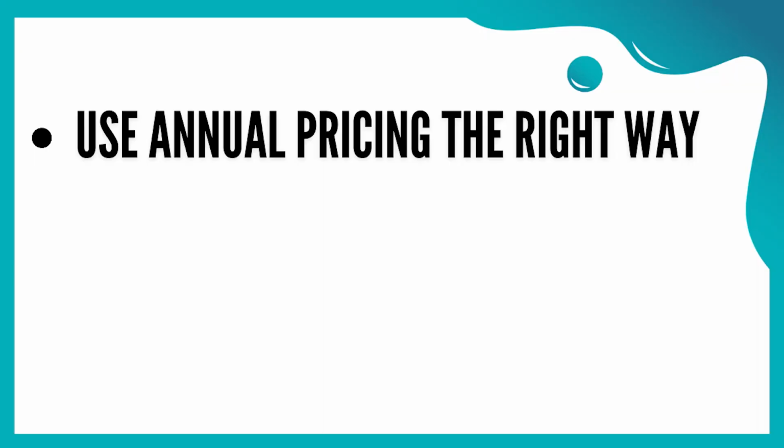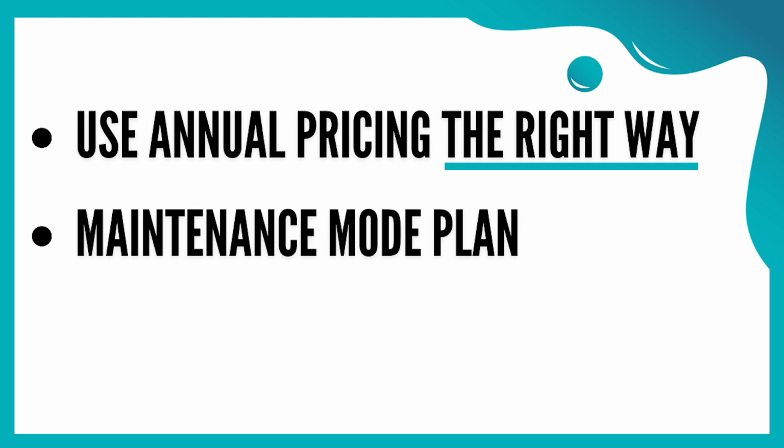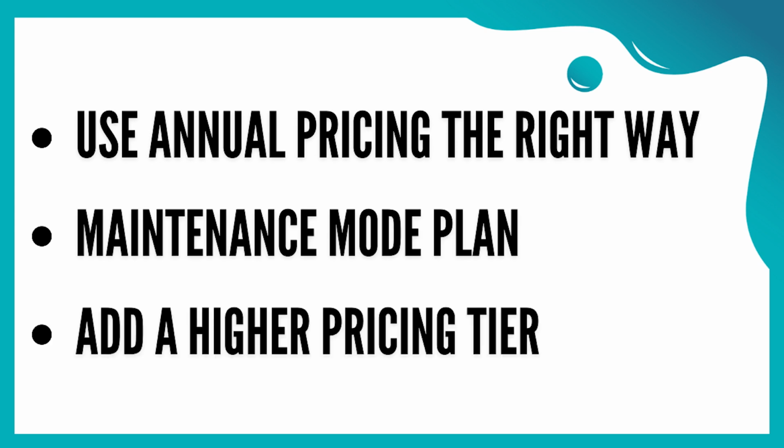So real quick summary here, the 3 pricing tactics that you can use to squeeze a little bit more revenue out of your customers. Tactic number 1 was to use annual pricing the right way. Tactic number 2 was to add a maintenance mode plan as an alternative to cancellation. And tactic number 3 is to add a more expensive pricing tier when you see people are currently using your top most expensive pricing tier. Add one that's a little bit more expensive on top of that and see if you can get a few to jump over to it.